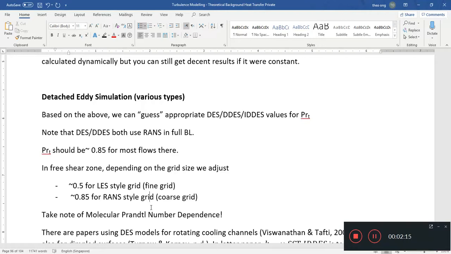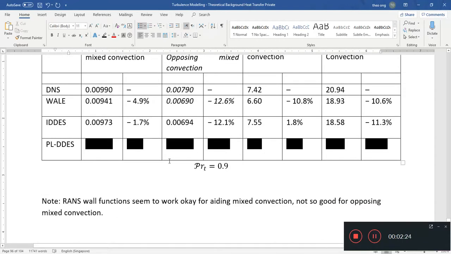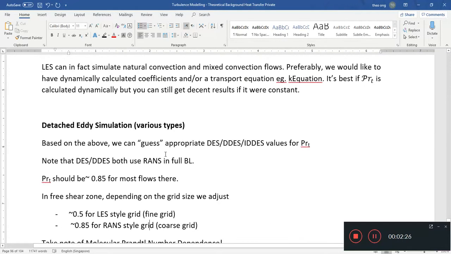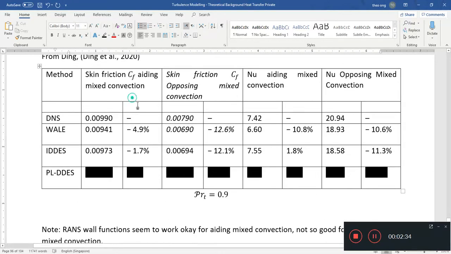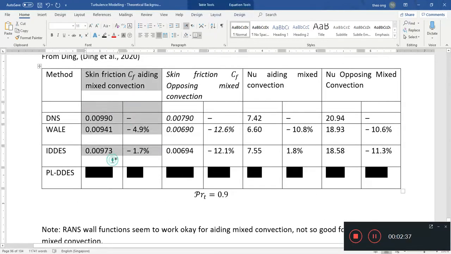Of course, the most important Prandtl number to talk about is the Prandtl number near the boundary layer, because the boundary layer is probably the most important part for heat transfer, especially near the wall. So that's the thing we have to take note of for this kind of situation here.